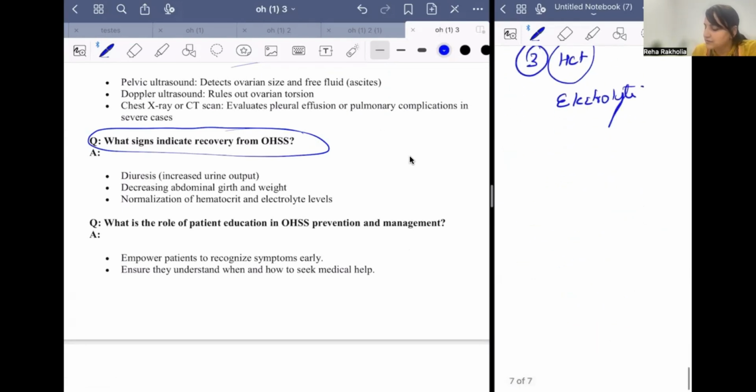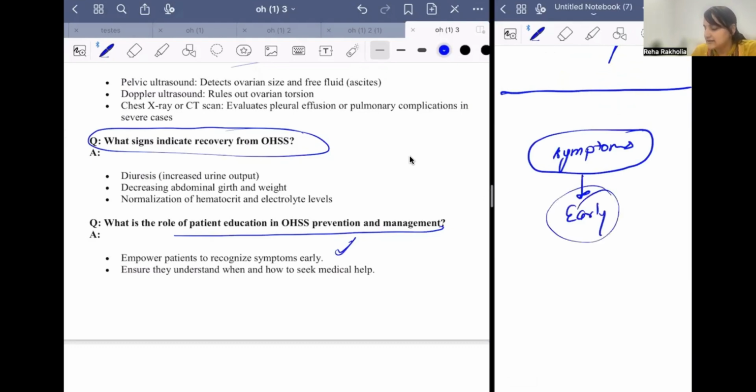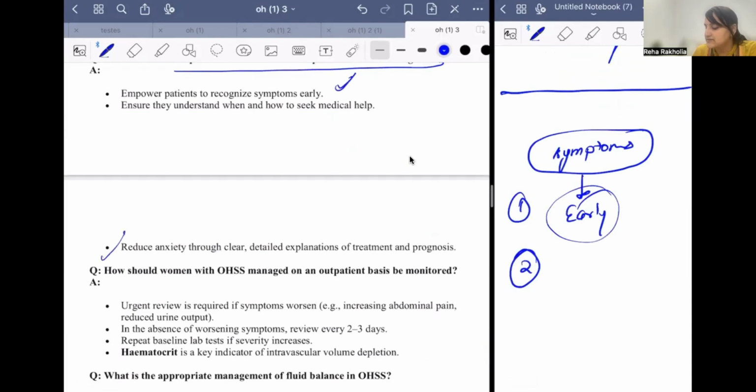Then what is the role of patient education in OHSS prevention and management? Empower the patient to recognize symptoms early. We'll have to tell the patient what symptoms to look for so that they can recognize it early. Second is ensure they understand when and how to seek medical help. Third is reduce anxiety through clear, detailed explanation of treatment and prognosis.